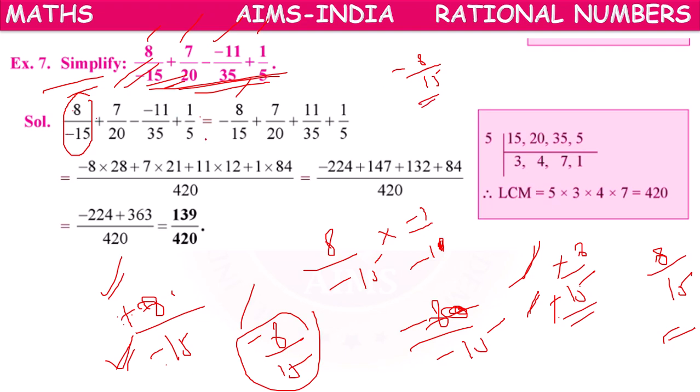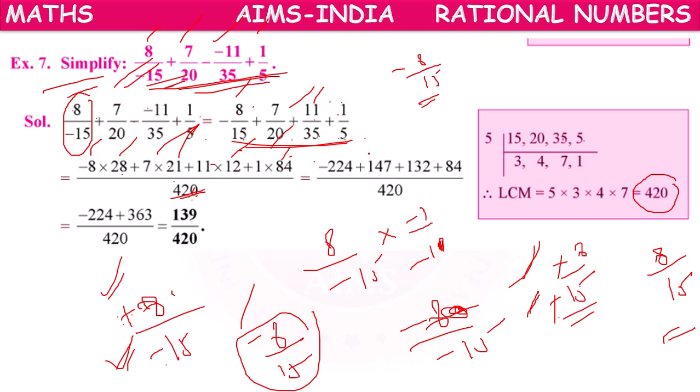So minus 8 by 15, 7 by 20, here minus into minus, plus 11 by 35, plus 1 by 5. So now all are in standard form. LCM of 15, 20, 35, 5 is 420. 15, 28 times 420. With 28 we have to multiply 8. 20, 21 times 420. 21 into 7. 35, 12 times 420. 12 into 11. 5, 84 times 420. 84 into 1.